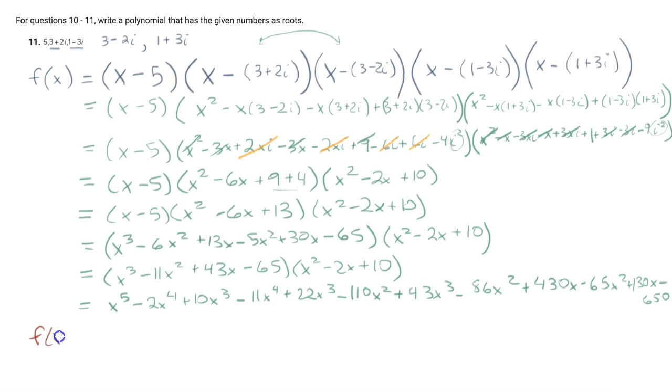And so for our final answer, we should get, well, we have x to the fifth. It's our only to the fifth power. Now we have negative 2x to the fourth, negative 11x to the fourth. That's negative 13x to the fourth. And that's it. So minus 13x to the fourth. Go ahead and cross those out. Then we've got 10x to the third, 22x to the third. That's 32. So 32 plus 43 would be 75x to the third.